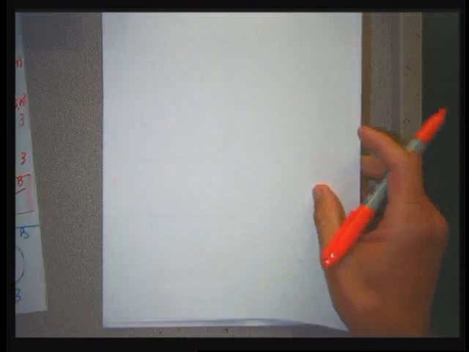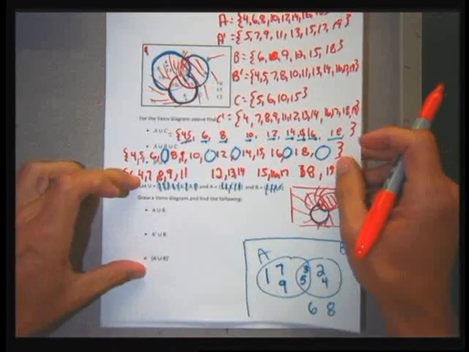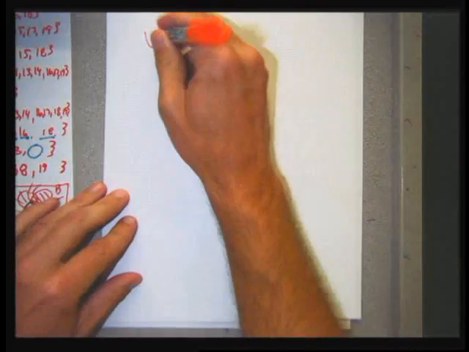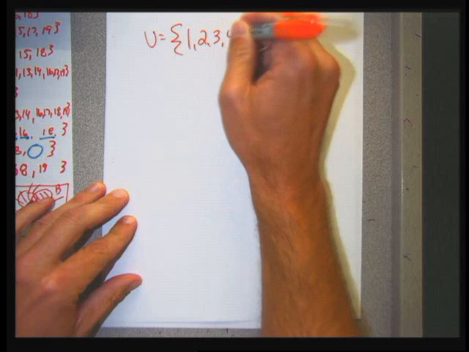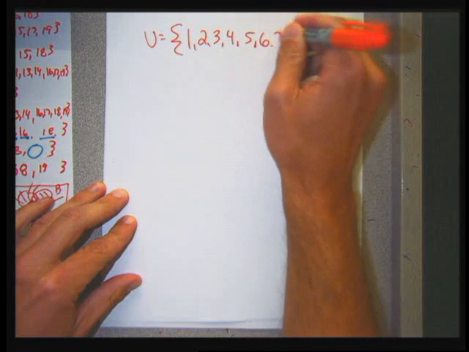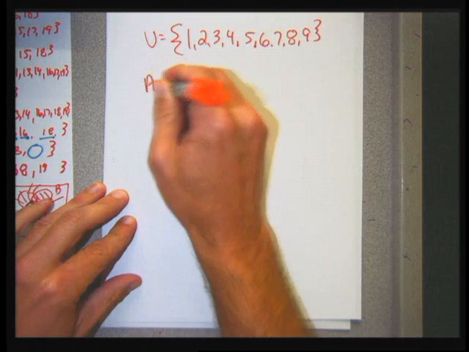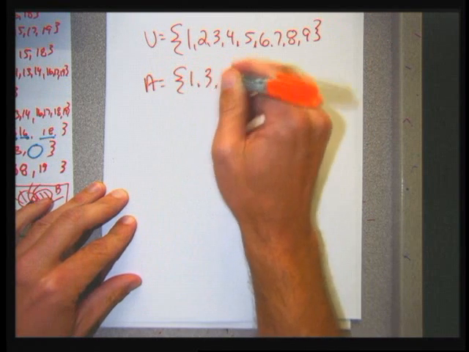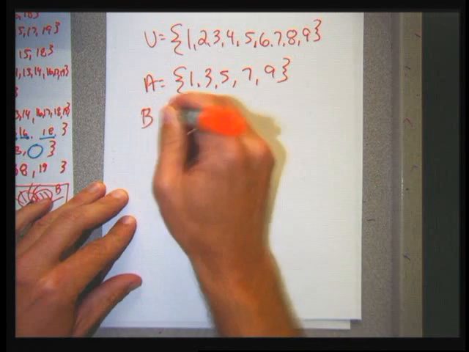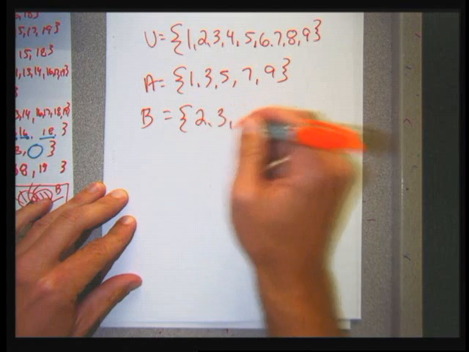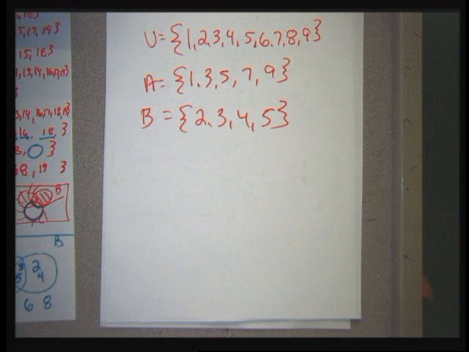I started to do this, but I don't think I got any of it on the video. So I'm going to do this problem where U is the set 1 through 9. A is the set 1, 3, 5, 7, and 9. And B is the set 2, 3, 4, and 5. It's easier for me to work when I only have 2 subsets rather than 3 sets.